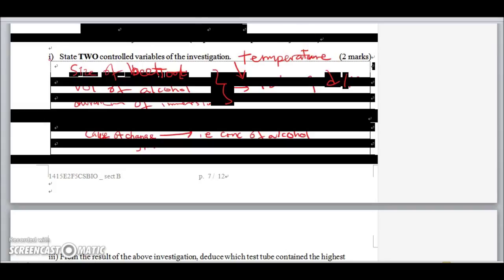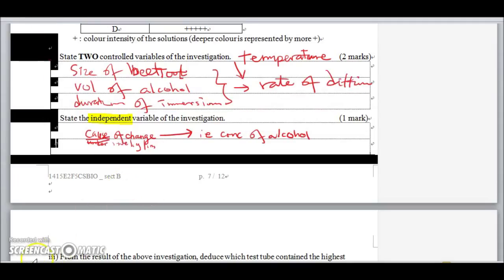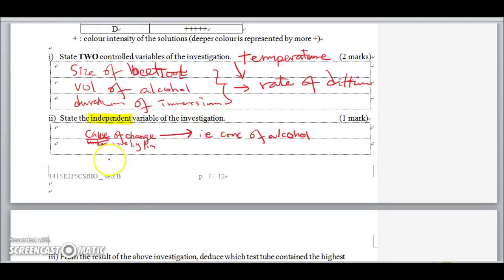Now let's move on. And this question asks about the independent variable. That is the cause of the change. And therefore it is the concentration of alcohol. When we change the concentration, it is causing the result of different color intensity.